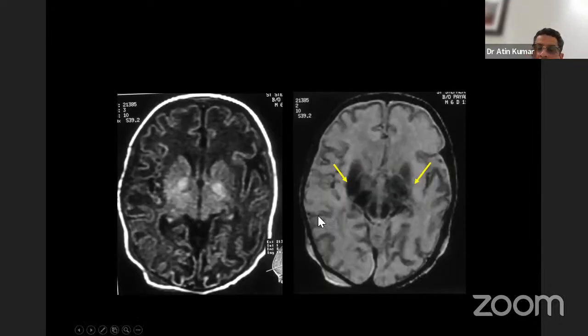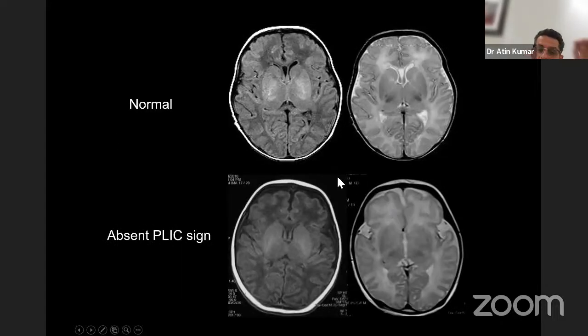At the acute time, this is another example. You can see marked signal changes on the T2 weighted image involving the basal ganglia and the thalami on the T1 and the T2 weighted images. This is again profound insult. Sometimes you can also look, this is slightly difficult for you, but you should know that there is a sign known as an absent plaque sign.